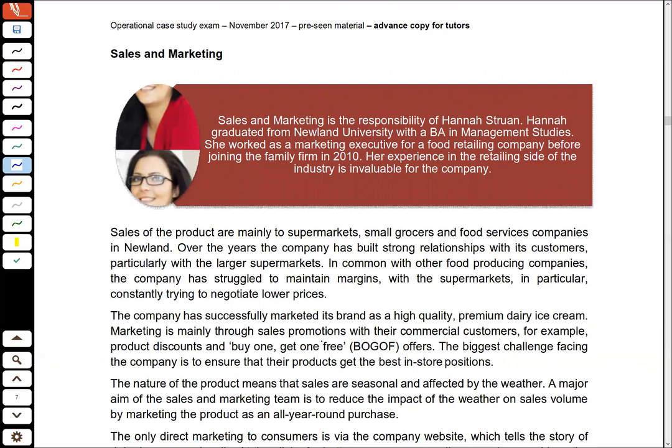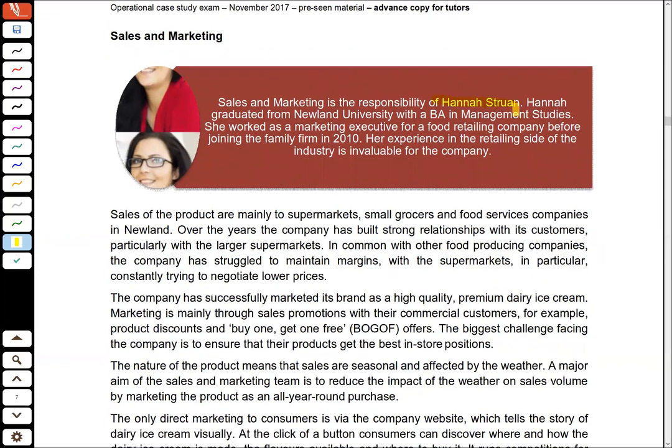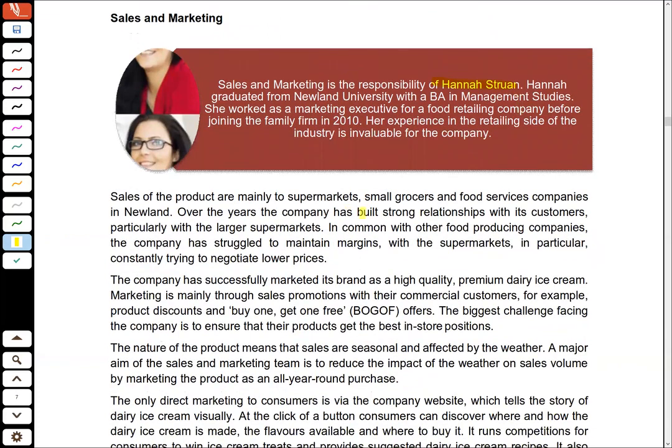We then move on to our sales and marketing area, and this is the lovely Hannah Struan, who graduated from the Newland University, who's been a marketing executive, but again, she's been here since 2010. Again, focusing on the strong relationships that we have with our customers, in particular those larger supermarkets, but being aware that we have struggled to maintain our margins, okay? People are trying to negotiate lower prices.